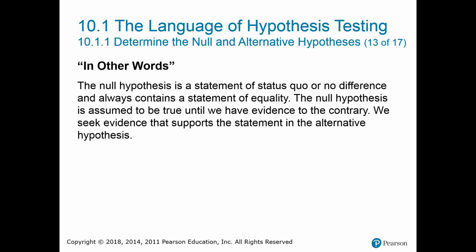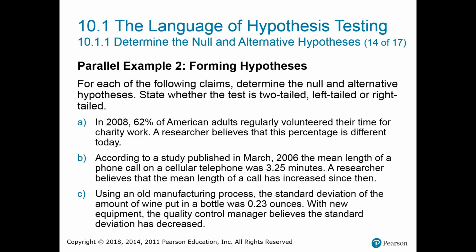The null hypothesis is a statement of status quo, or no difference, and always contains a statement of equality. The null is assumed to be true unless we have evidence to the contrary. We seek evidence that supports the alternative hypothesis. For each of the following claims, determine the null and alternative hypotheses. State whether the test is two-tailed, left-tailed, or right-tailed.